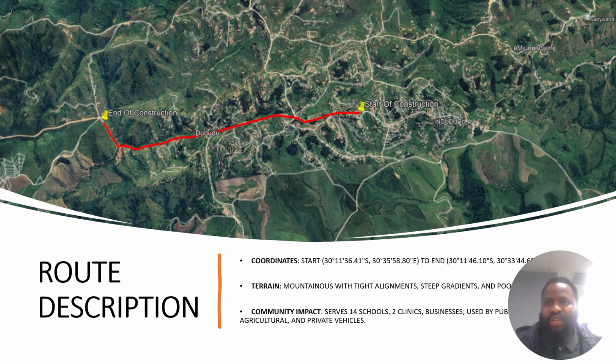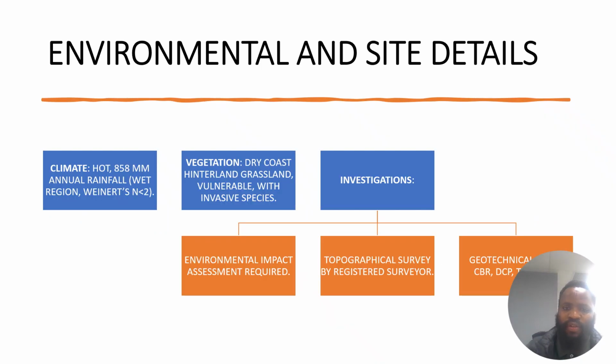And then this is your route description. This shows you the start of construction to the end of construction. We've considered our alignment. The terrain is mountainous with tight alignments, the gradients, and then the community impact. It serves about 14 schools, 2 clinics, businesses, and is used by public users, agricultural, as well as private vehicles.